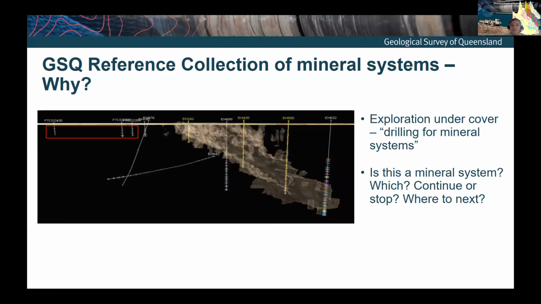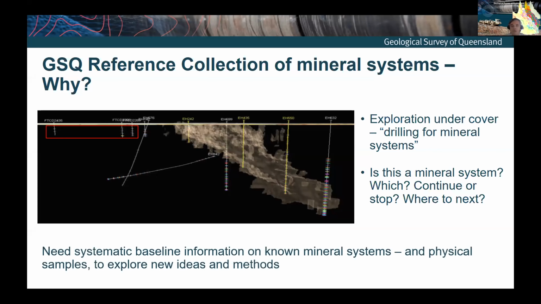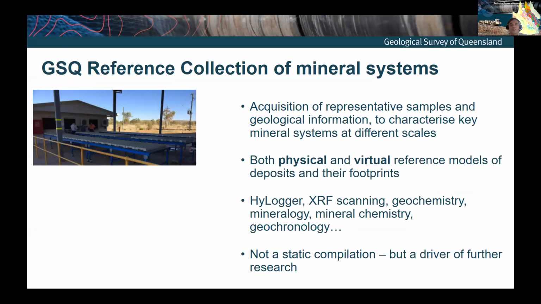And these decisions would be strongly helped by systematic baseline information on known mineral systems for comparison. And not just information, but also physical samples, because some key information which is required to make intelligent decisions about targeting and vectoring are likely not yet to be available. So with this in mind, we're steadily acquiring representative samples and geological information to characterize key mineral systems at different scales.